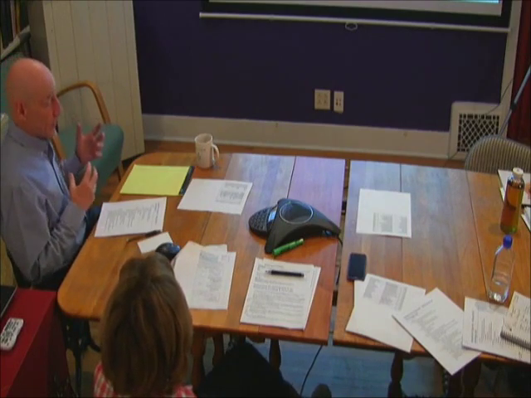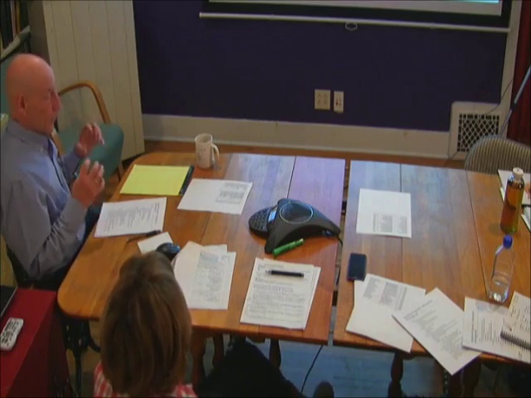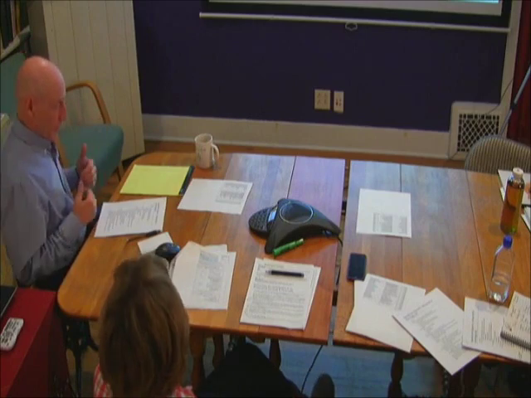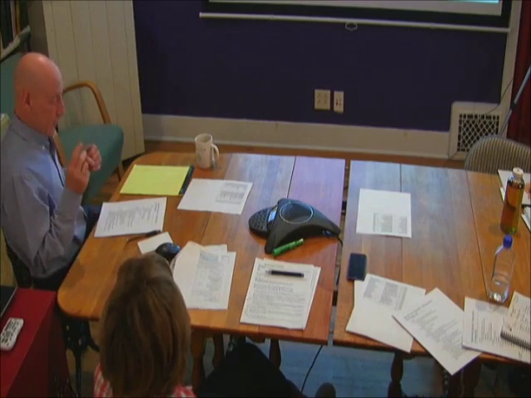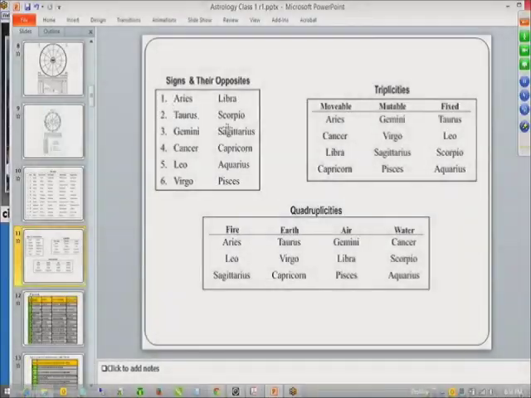You have to know the signs and their opposites. You have to know that the opposite of Virgo is Pisces. If you don't know that, you have to go memorize that. Then there's the Triplicities and the Quadruplicities. Here's the signs and their opposites.